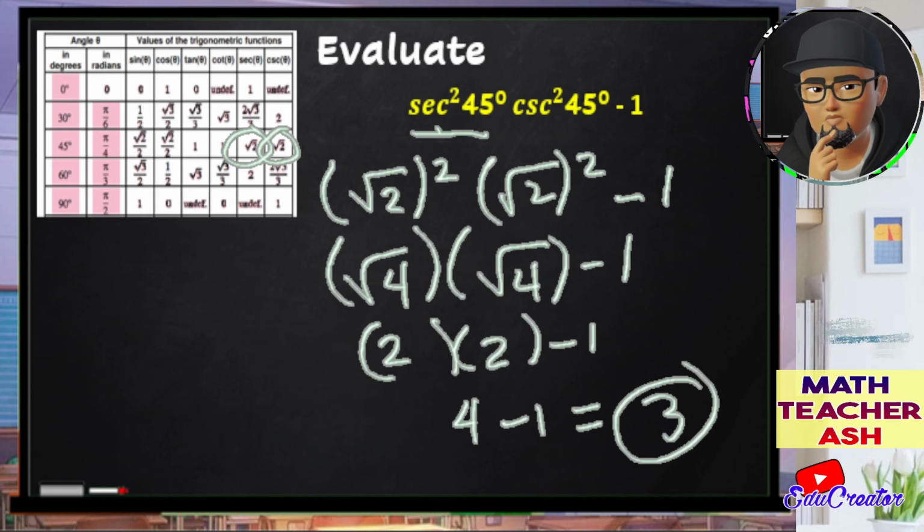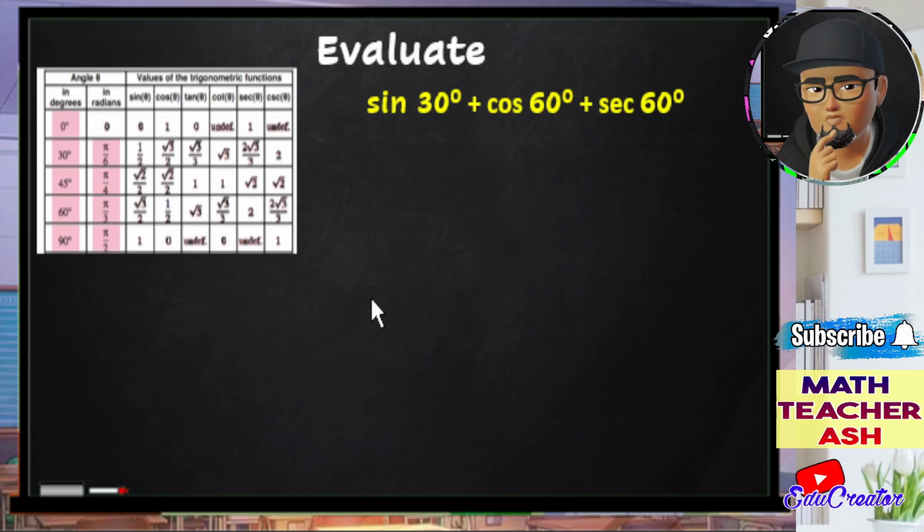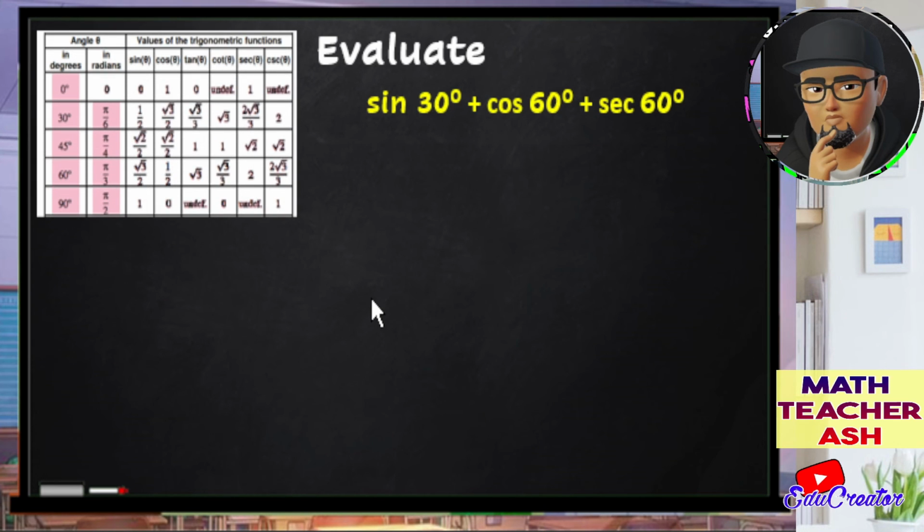And now, let us go to question number 10. For question number 10, my dear math learners, we have sine 30 degrees plus cosine 60 degrees plus secant 60 degrees. In solving this, we need to use our table again. We will check sine 30 degrees. What is the value of sine 30 degrees? This is the one, that is 1/2. So we just copy that one.